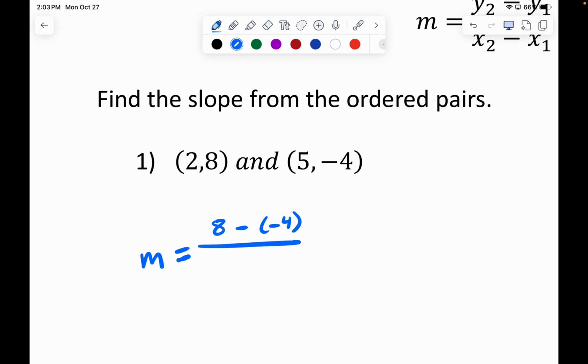Now, once I choose the order for my y values, I did 8 minus negative 4. What do I have to do for my x values? Same order, which would mean what? 2 minus 5. We picked 8 to go first, so the 2 has to be first for the x's in the denominator. So for the y values, pick whatever you want to do, but then make sure you follow that same thing for your x's. All right. And I don't want to assume anything. Do you guys understand or remember why I put the negative 4 in parentheses? Why?